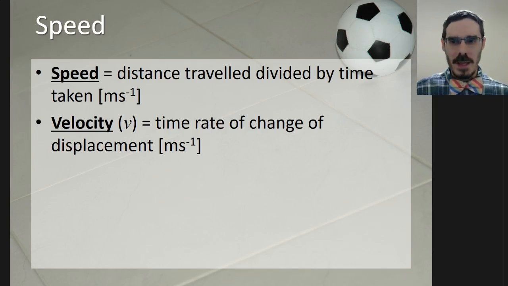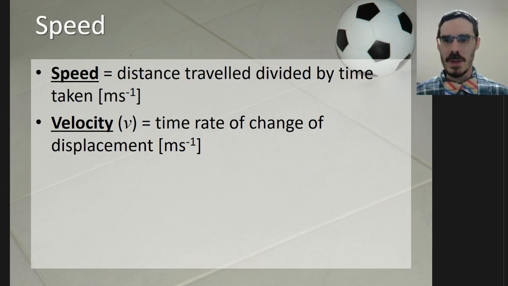When it comes to speed, there are actually two slightly different words that we use. Speed is a scalar and velocity is a vector. Speed is the distance travelled divided by the time taken. So you can see because it's based on distance, it's going to be a scalar. Velocity is the time rate of change of displacement. And again, because it's based on displacement, which is a vector, that means velocity is also going to be a vector.